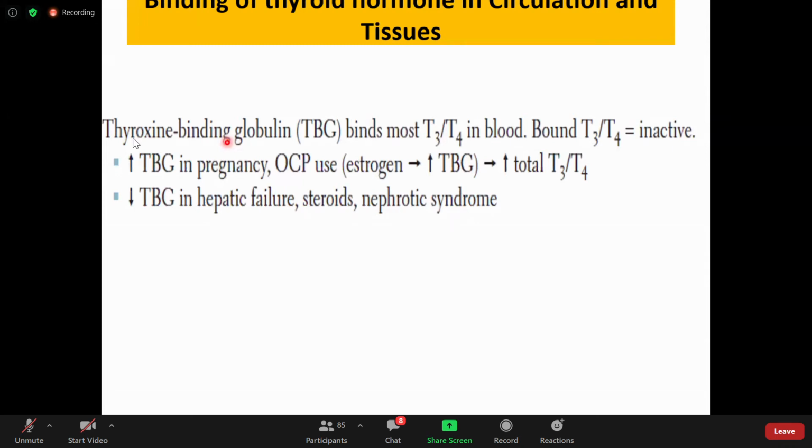So if there is a problem with the liver, like liver failure, or you have a problem in the kidney like nephrotic syndrome, where you are excreting a lot of protein out of the kidney, you would have lower amounts of thyroid binding globulin. If you have a lower amount of the thyroid binding globulin, your free T3 and T4 would increase. And if there are high levels of T3 and T4, they will have a negative feedback on TSH. So they would stop the synthesis of the thyroid hormones. So when you have hepatic failure or nephrotic syndrome, you would have lower amounts of thyroid binding globulin and high levels of free T3, T4, which will ultimately affect the TSH and bring down the synthesis of the thyroid hormones.